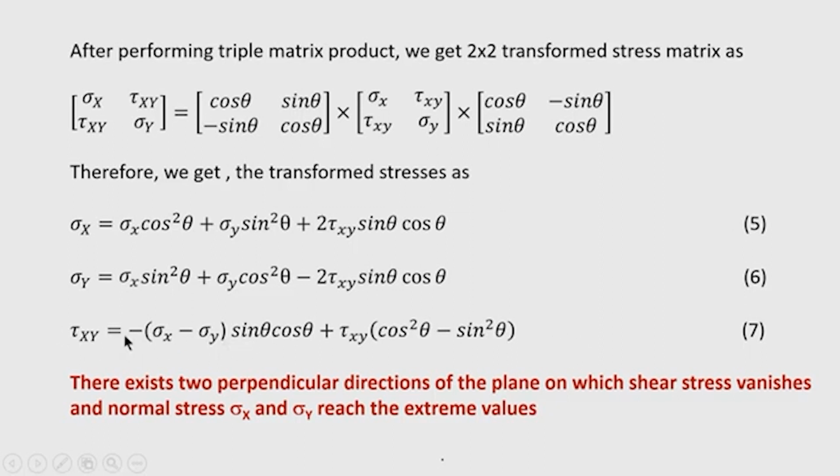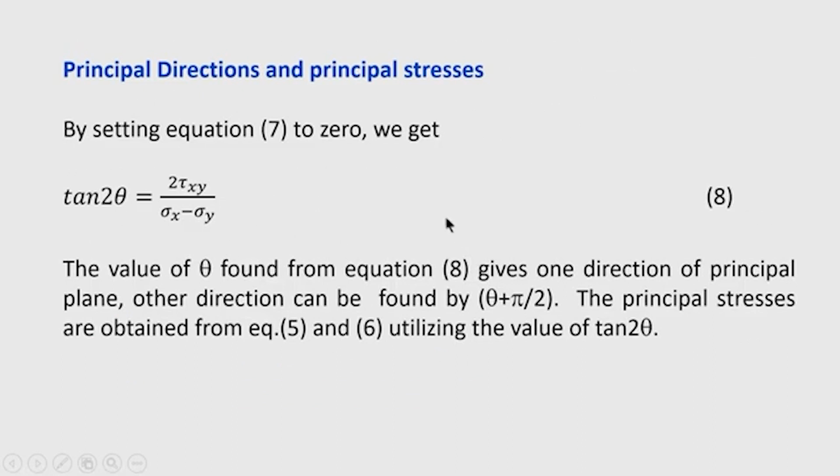So, equating this equation 7, that is tau capital X Y equal to minus (sigma x minus sigma y) sin theta cos theta plus tau x y (cos square theta minus sin square theta) to be 0, we get tan 2 theta is equal to 2 tau x y divided by (sigma x minus sigma y). So, that is the value of the particular angle in which there will be no shear stress.